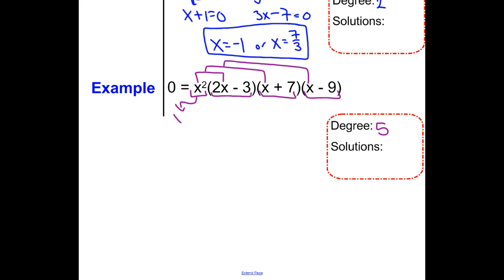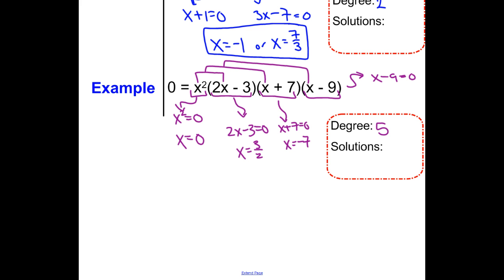So first one is x squared equals 0. Well, easy peasy. x equals 0, right? Now this one is 2x minus 3 equals 0. So we have plus 3, divide by 2, so x equals 3/2. Next one we do is x plus 7 equals 0. So that means that x equals negative 7. And I'm going to pull this one over here. x minus 9 equals 0. So x equals 9. Again, that only gives us 4 of the solutions. So we have 0, 3/2, negative 7, or 9.